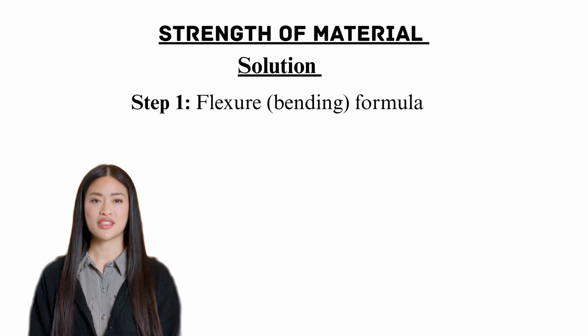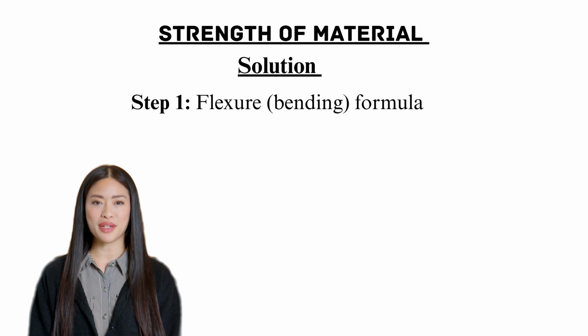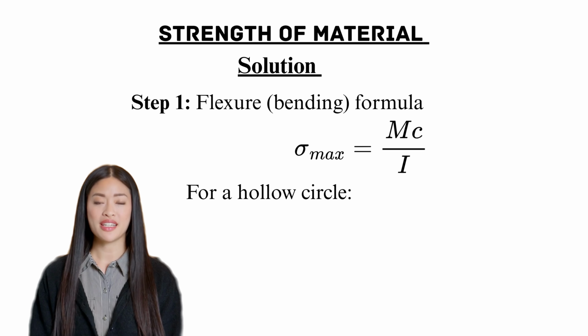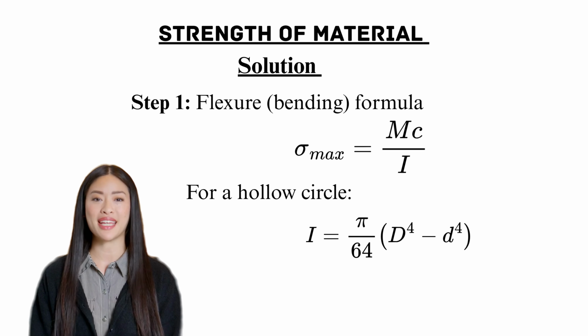The maximum bending stress in a beam is given by the flexure formula. This relates the bending moment, the distance to the outer surface, and the section's moment of inertia. For a hollow circular section, the moment of inertia is given by the difference between the outer and inner diameters raised to the 4th power, multiplied by pi over 64. And c is equal to d over 2.